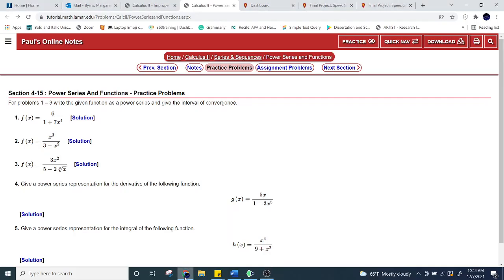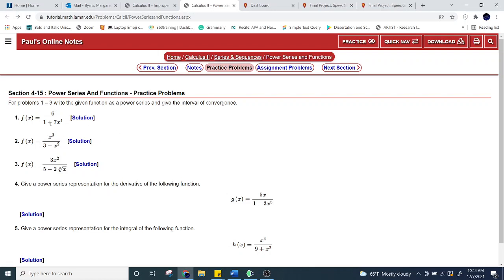So I had a request to take a look at a few problems from the review content for the final exam. I'm going to start with these questions on writing these functions as a power series. I think some of these questions are maybe a little bit more complicated than what we did in class because they've got some extra variables, but I want to go through the basic process with you of how we write these as a power series.